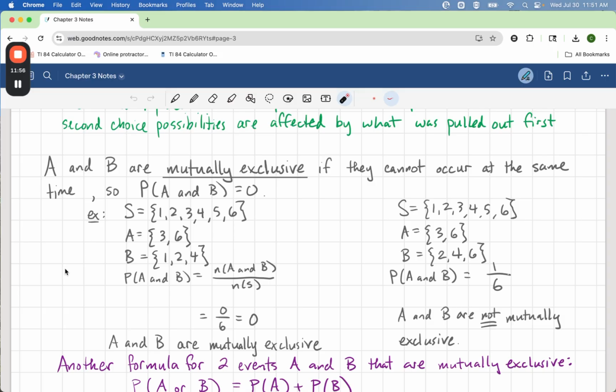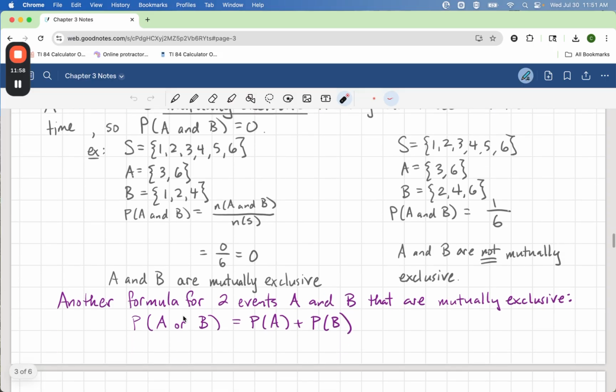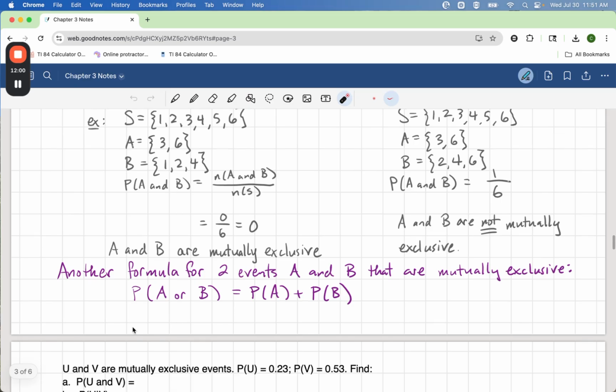All right. And the formula for 2 events that are mutually exclusive, the probability of A or B is just going to be the probability of A plus the probability of B. That's only if they are mutually exclusive. If they aren't mutually exclusive, then you're going to have to subtract off the probability of A and B. We get to that a little bit later.